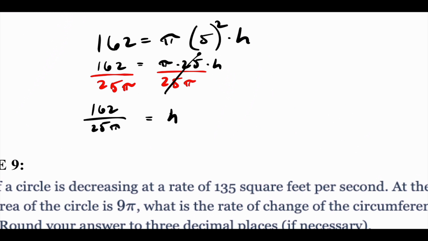Do not round that number. The only time we round is our answer. That's not our answer, right? We're not there yet. The only thing we round is our answer, because if you start rounding early, you're going to be way off. Don't round until you get your answer.